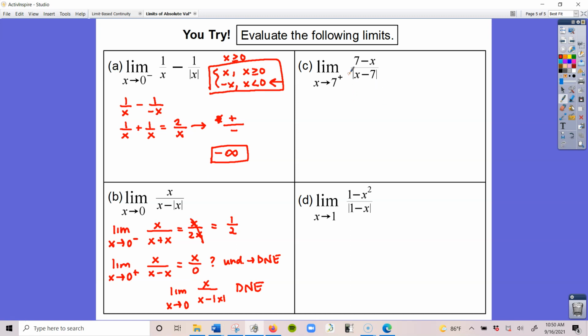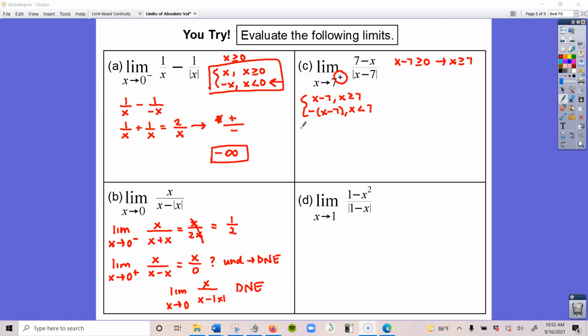Now let's look at C. We have the limit as x is approaching 7 from the right. So of 7 minus x over the absolute value of x minus 7. So let's break this down into our pieces. We have x minus 7 is greater than or equal to 0. Add the 7, so x is greater than or equal to 7. So our pieces here, x minus 7 for when x is greater than or equal to 7, and negative x minus 7 for when x is less than 7.